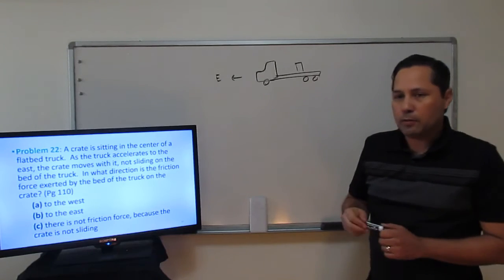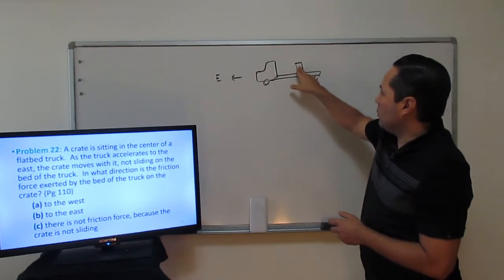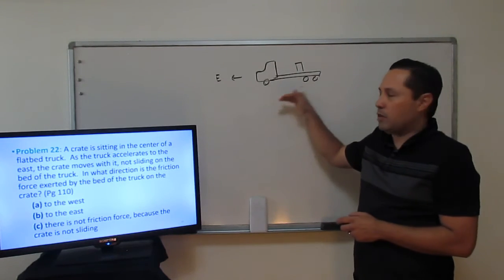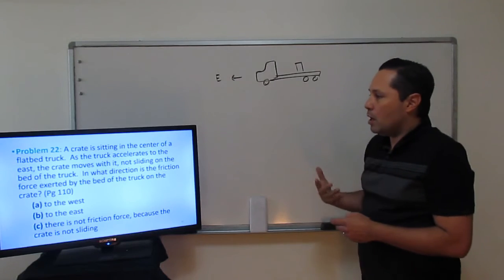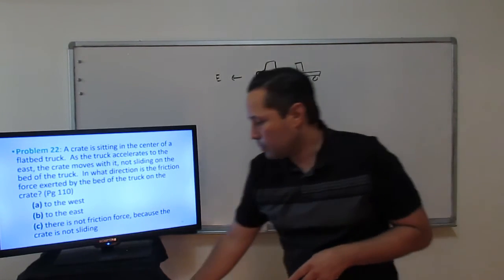Now in reality, it is the truck moving that creates the illusion that the box is sliding towards the back. In reality, the box is staying still and it's the truck that is moving. But the answer for this would be B, to the east.